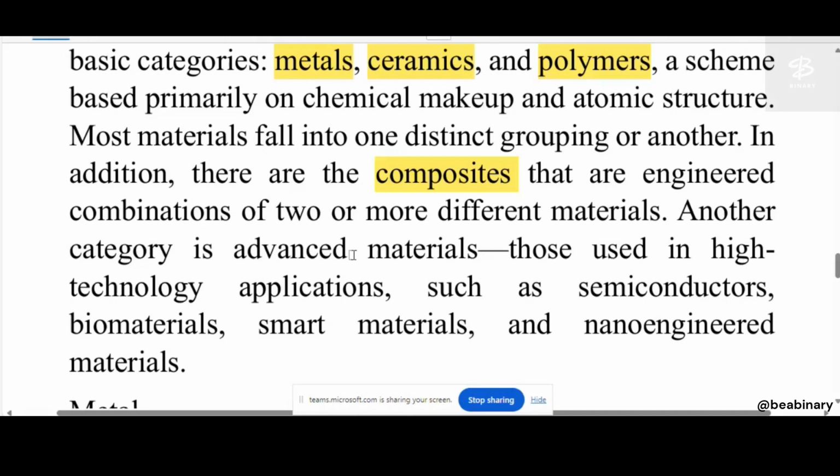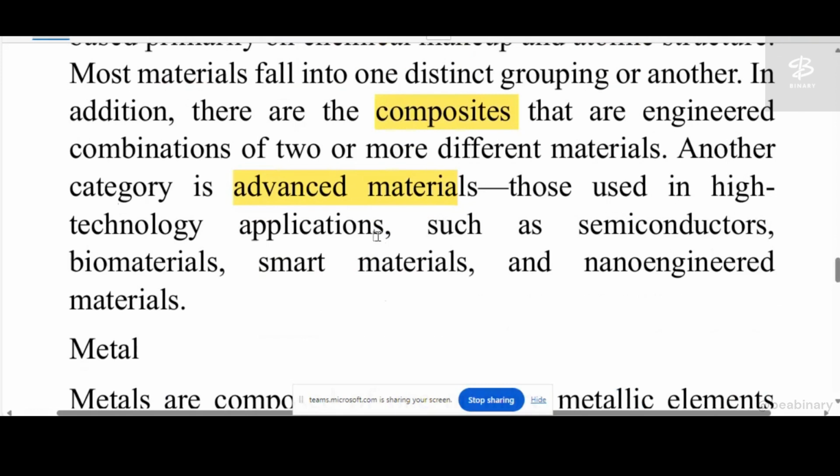Another category is the advanced materials. What are advanced materials? Like nanomaterials, semiconductors, and biomaterials. These are known as advanced materials. These days researchers across the world are working on these materials to achieve different kinds of properties and behavior, so that the main purpose in material science, to use less material and get more benefit, is met.